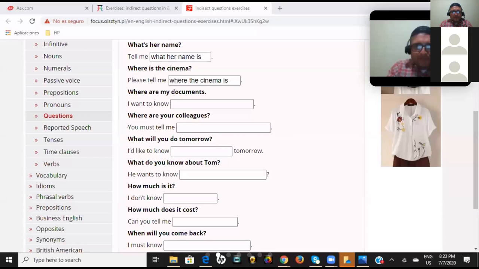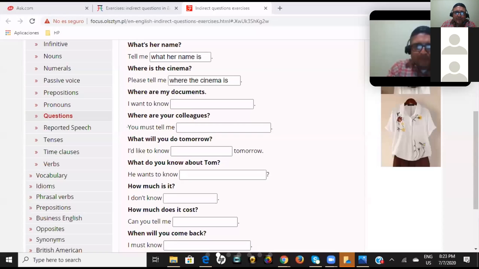And the other, how much is it? Teacher, I don't understand: what will you do tomorrow? Right, what will you do tomorrow? So you're supposed to say, I would like to know what you will do tomorrow. What you will do tomorrow. That is correct.